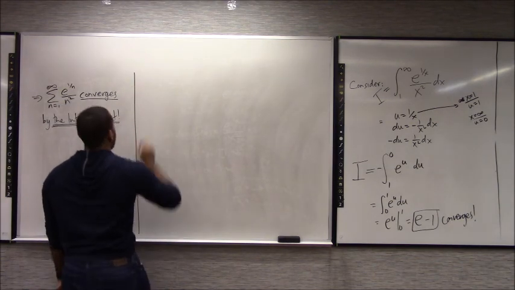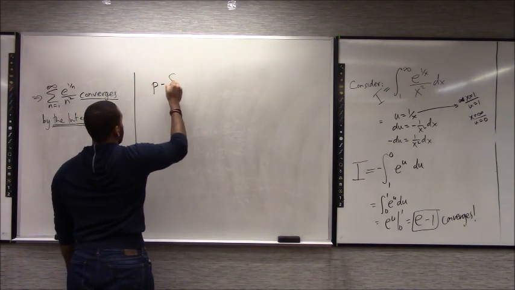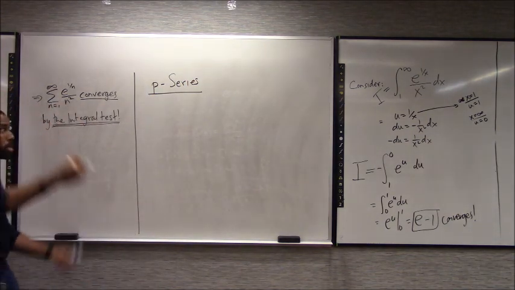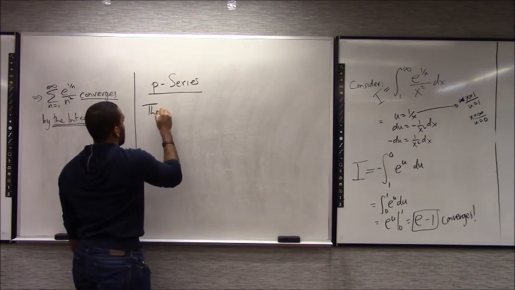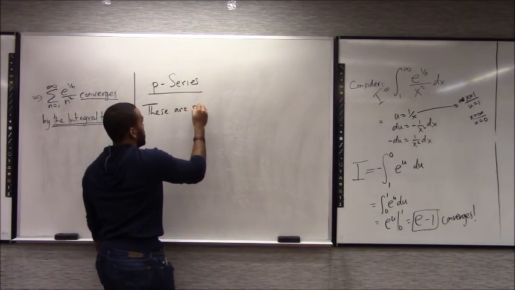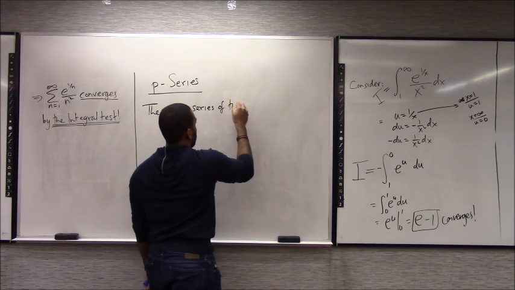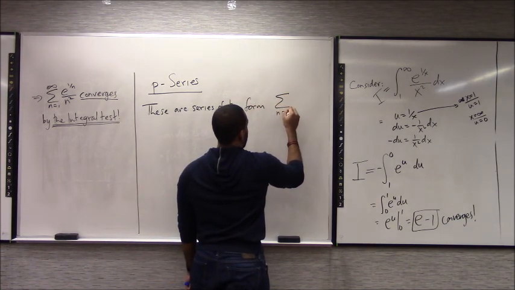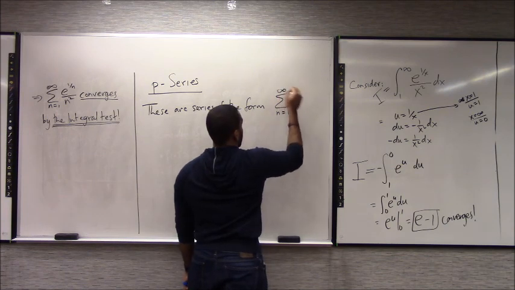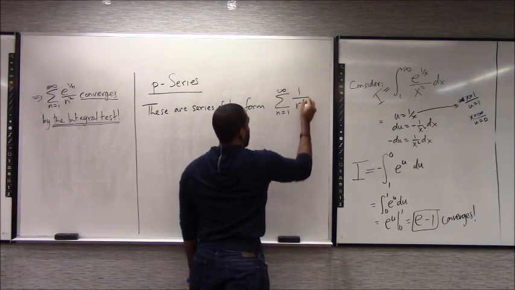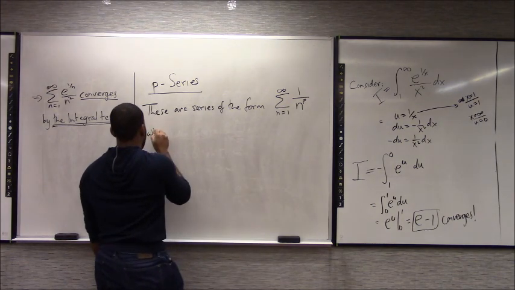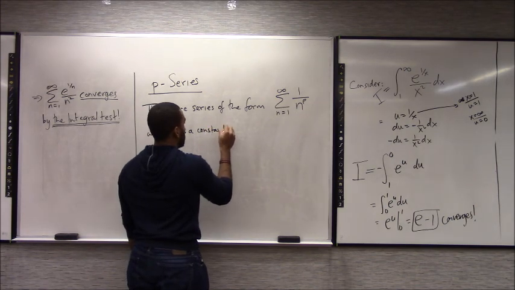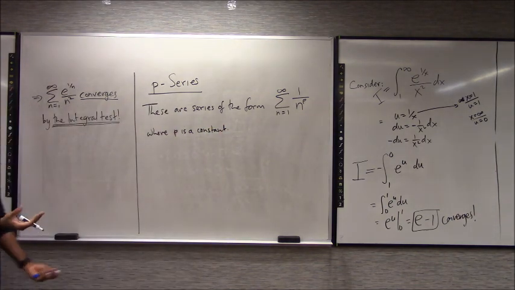Last thing for today, there's something called a P-series. Like we have a geometric series, this is called a P-series. These are series of the form one over n to the p, where p is a constant. So it's called a P-series.